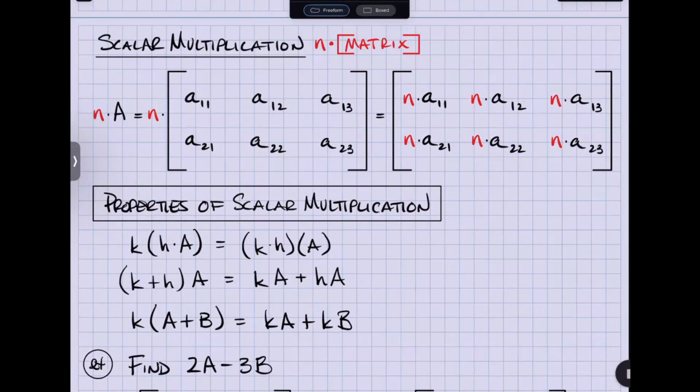So if I got some n times A, that means I want n times this matrix. That means every single entry in here gets multiplied by n. That's it. So no big deal, right?